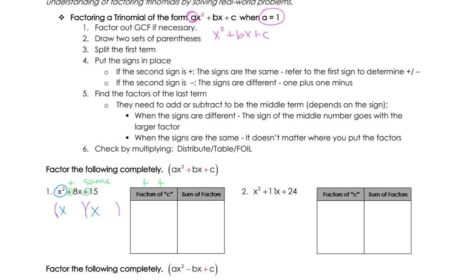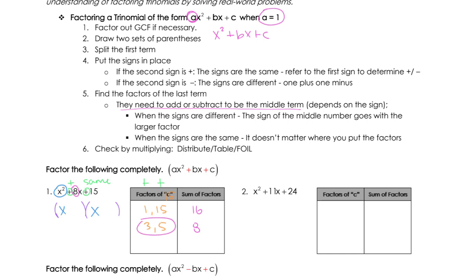Now, you need to find factors of the last term. So factors of C, factors of 15 would be 1 and 15, 3 and 5, and that should be it. Next, you need to find the sum of the factors. So if I add 1 and 15, that gives me 16. They need to add up to be the middle term. So right here, they need to add or subtract to be the middle term. It depends on the sign. So 16 is not the middle term because I need it to be an 8 here. So 3 and 5 makes 8. These are the numbers that I need to plug in.